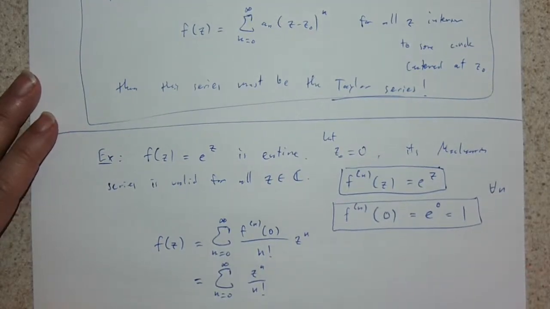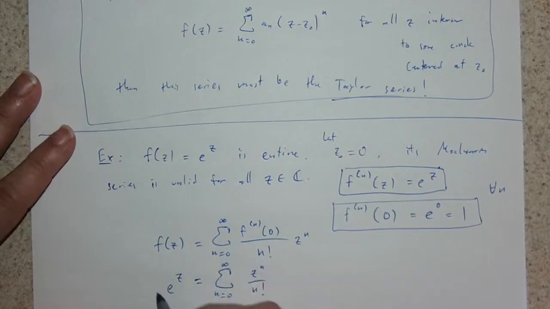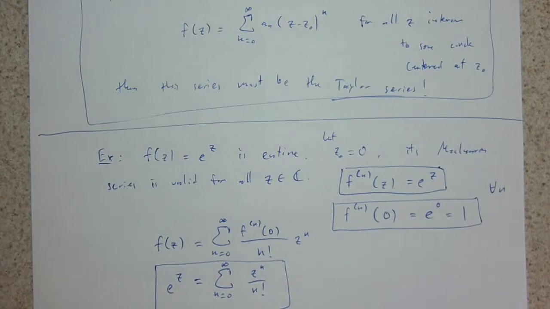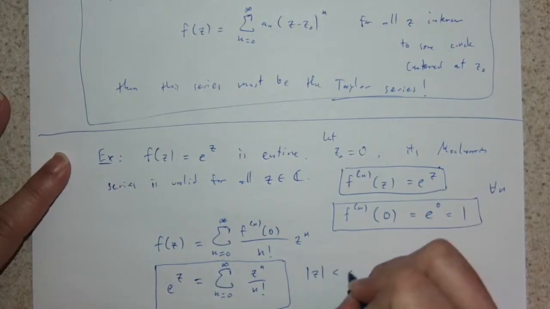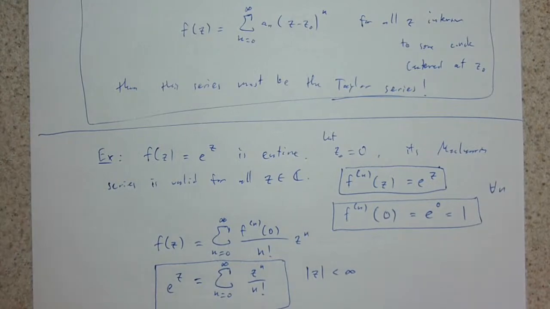Okay. But of course, f is e to the z, so this is just me saying that e to the z has this power series expansion. Okay, and this is true, if you absolutely must write the window, for modulus of z less than infinity, i.e. all z in the complex plane here, right? Okay.